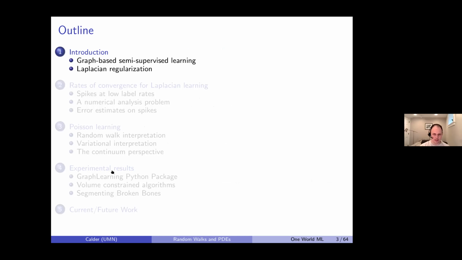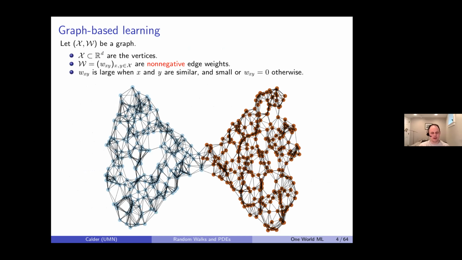So, the object in this talk will be a graph. So we have vertices X and edge weights W. The edge weights are always non-negative, and the graph will be symmetric in this talk. And the idea is that the weights W(x,y) are large when X and Y are similar, and they're small or zero when the data points are not similar.